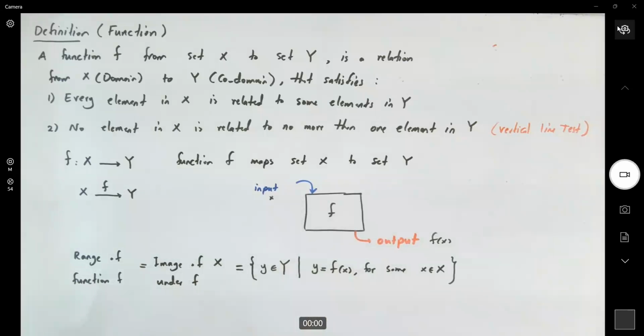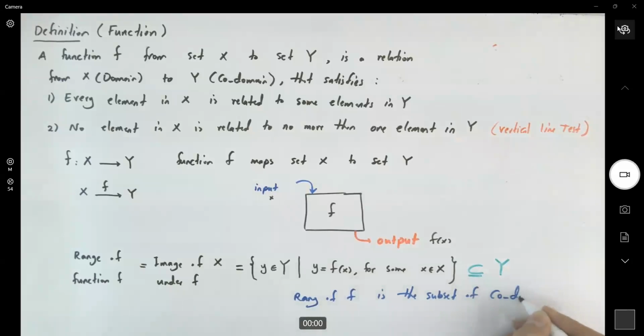Remember that the range is a subset of codomain. So range of f is the subset of codomain. Very good.